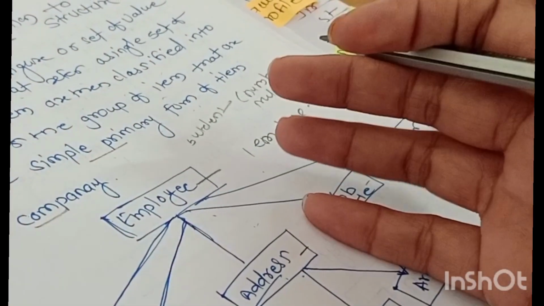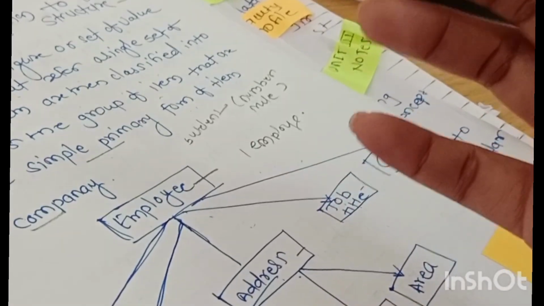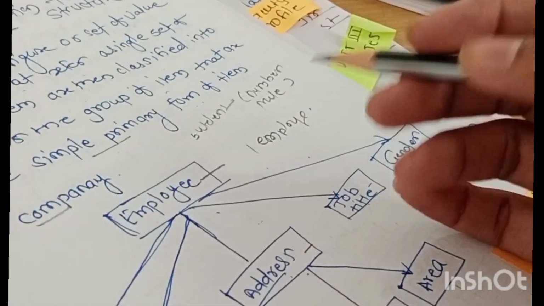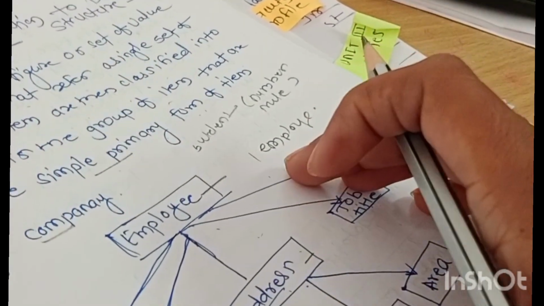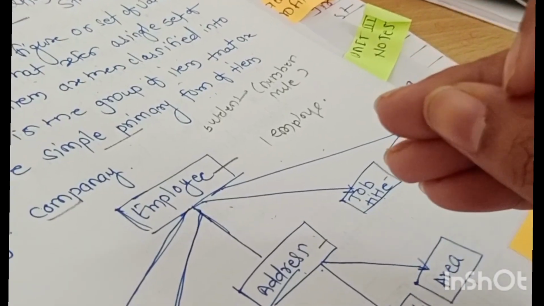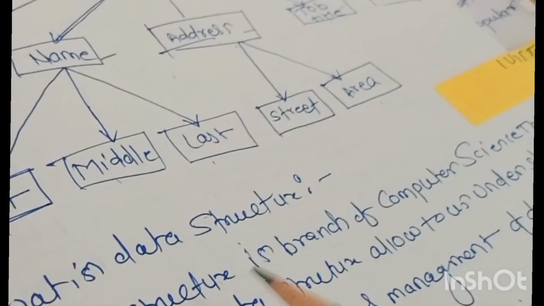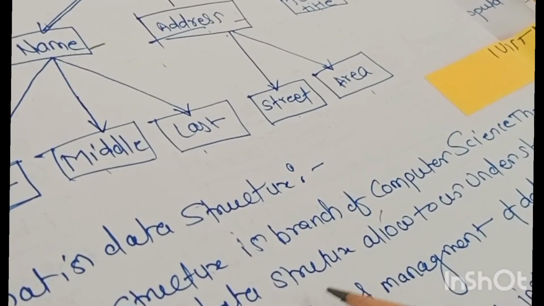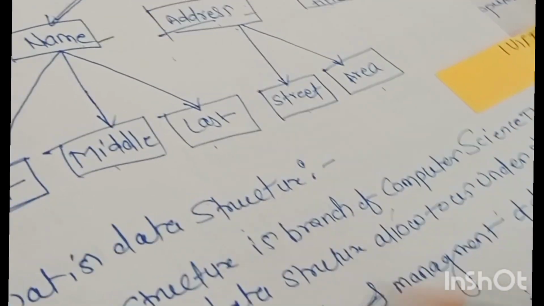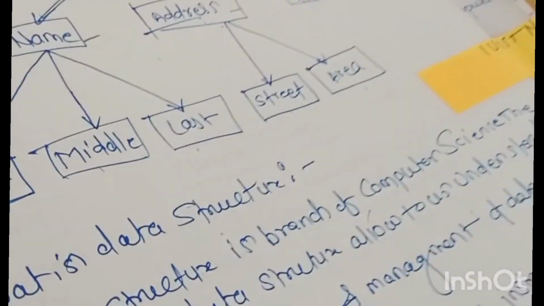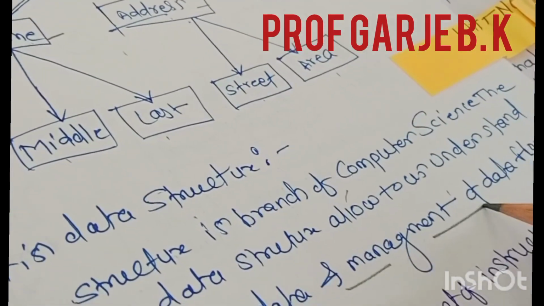Okay, how do we arrange data, how do we manipulate data, and where do we store this data? This data is stored in different kinds of structures. Data structure is a branch of computer science that studies how to understand the organizing of data and the management of data flow. We have to know the organization and management of data flow.